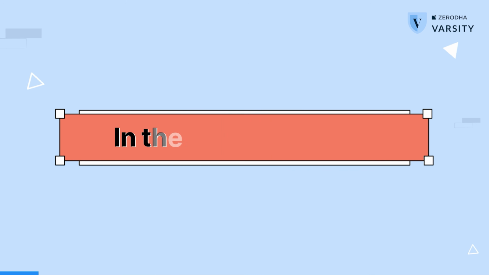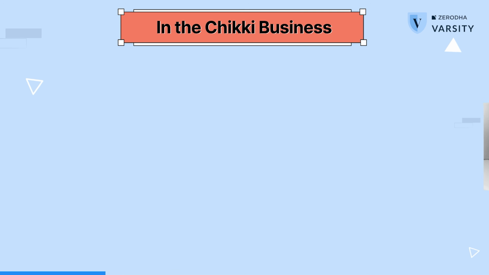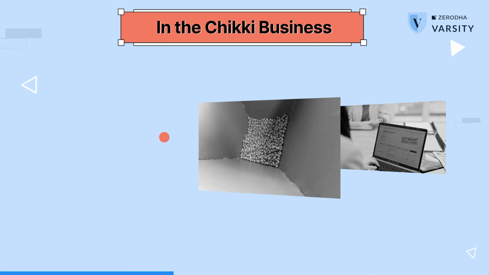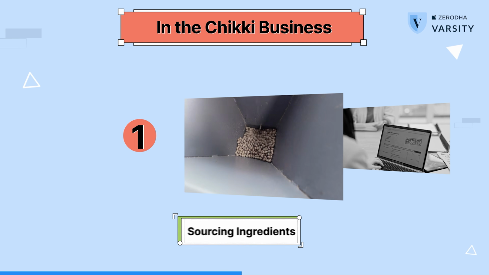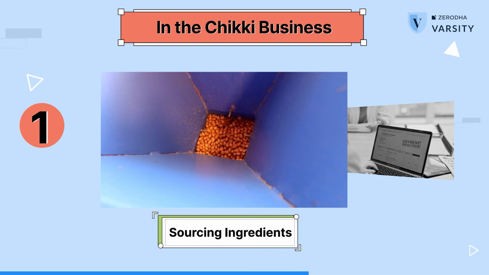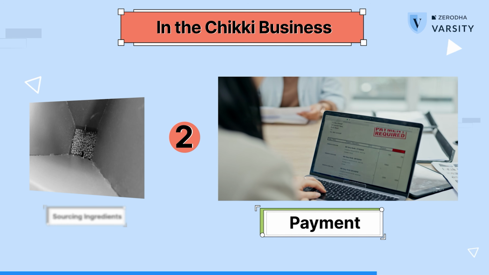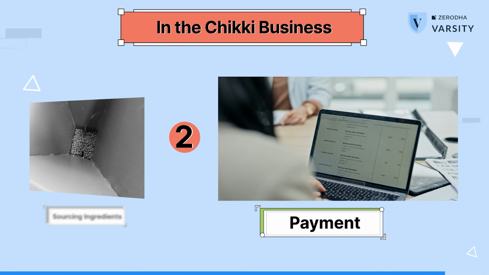Let's go back to the chickie business example and look at a few things from the business perspective. You source the ingredients required to make chickies from a vendor. Do you want to pay your vendor right away, or do you want to pay your vendor later on? From a business perspective, it makes sense to pay your vendors later because paying them later implies that you have more cash at hand today to run a smoother business operation.